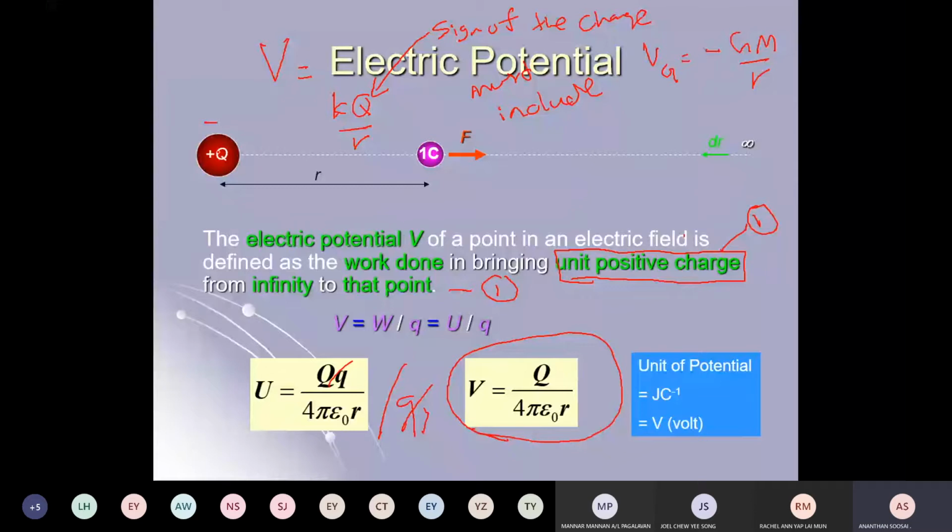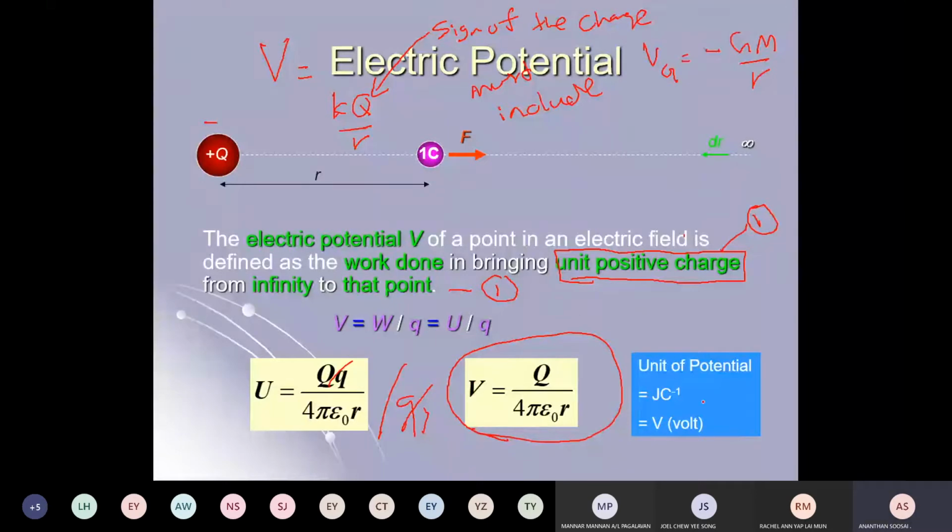Okay, a formula with 2 Qs, you have Qq, a center charge and the test charge. The formula with only 1 Q, normally it would be the center charge. Okay, so KQ over R is the electric potential.